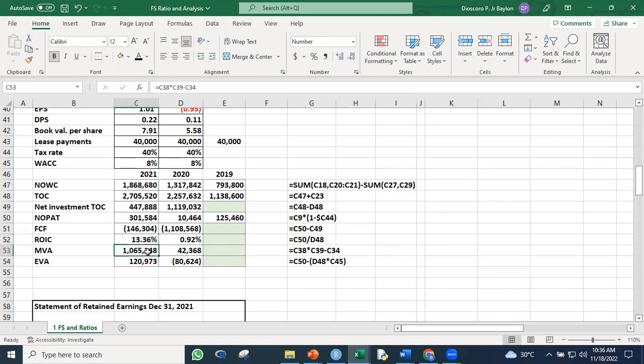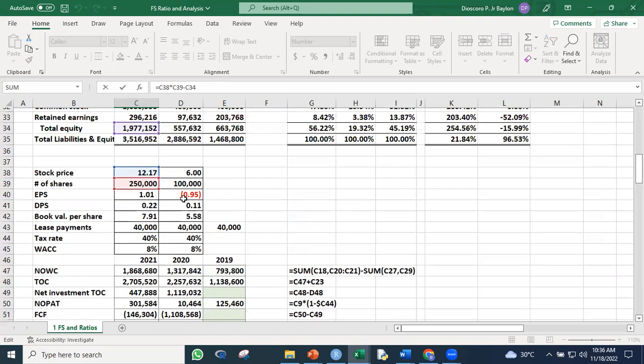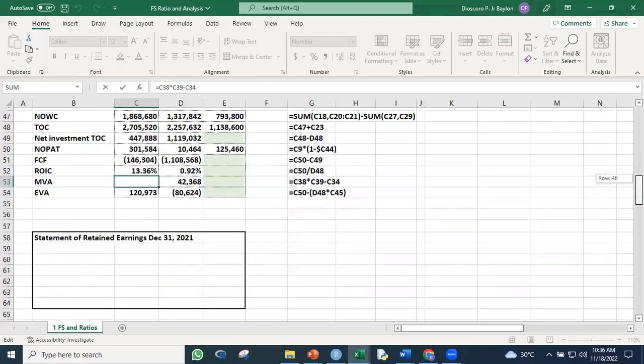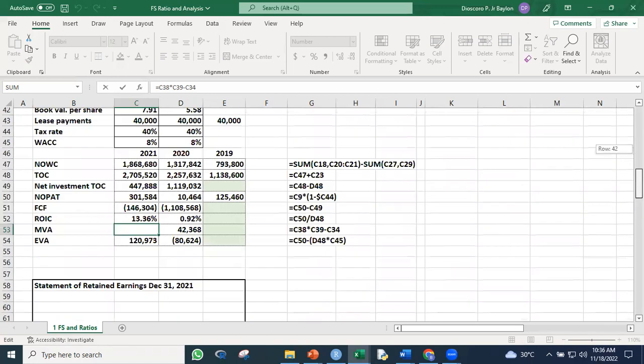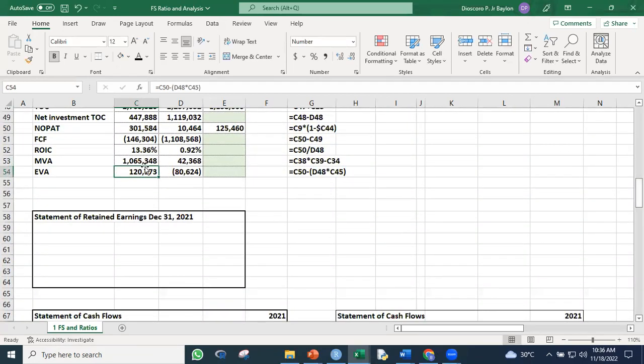For MVA, we're just comparing the market value. The stock is trading at 12.17. Multiply that by 250 shares of stock, so that's our market value. And then subtract the book value, which is here, total equity. As of 2021, the market value added was 1065. For 2020, it was only 42,368. So the company was able to add more to its market value added in 2021.